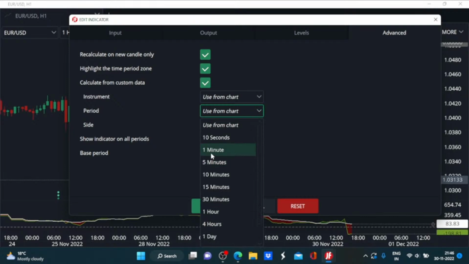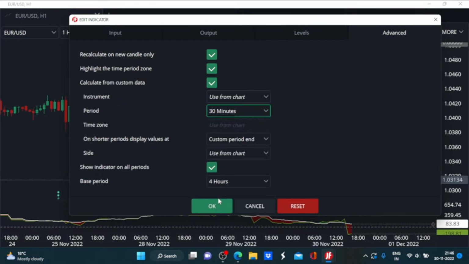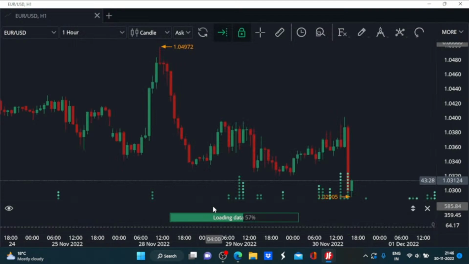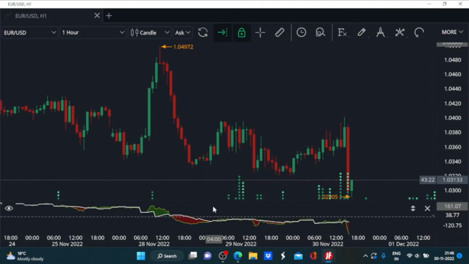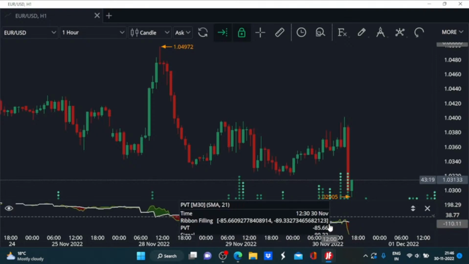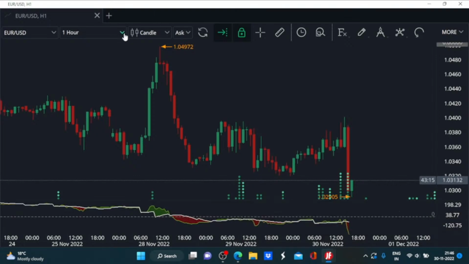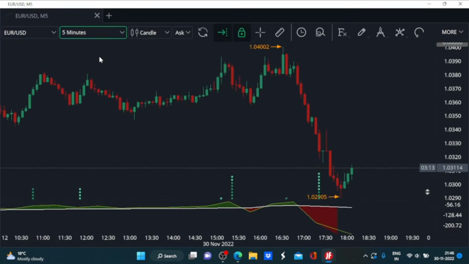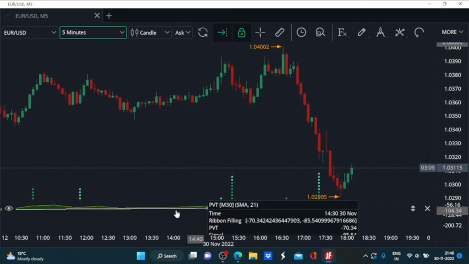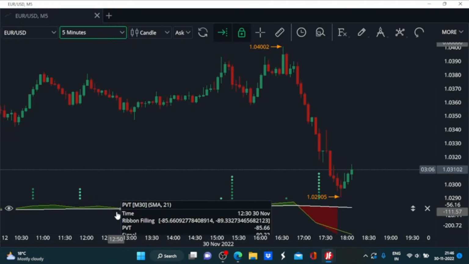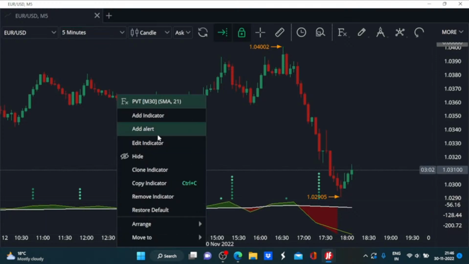Now here the chart candle period is hourly, but if I want the calculation of this indicator to be done with each candle period defined at half an hour, I can do that as well. So here this indicator's output is now being defined differently, with each candle period being 30 minutes. Even if I change it to say 5 minutes, the calculation is still being done with the predetermined parameters of a 30-minute candle period.